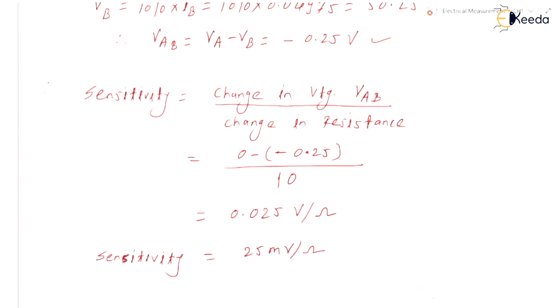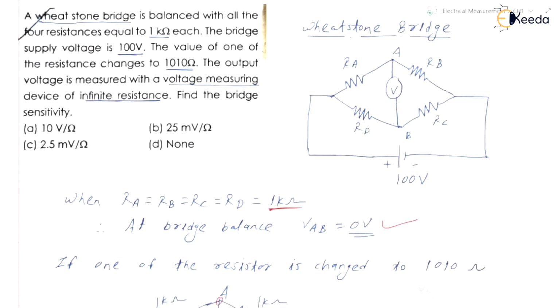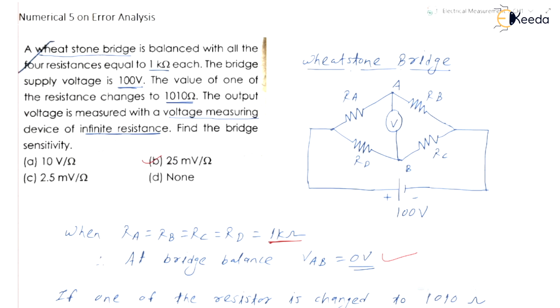Are you getting the point? In this way we need to think. The correct option is option B. This is about numerical number 5.